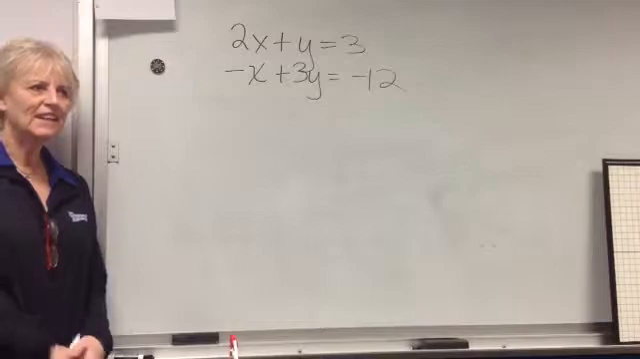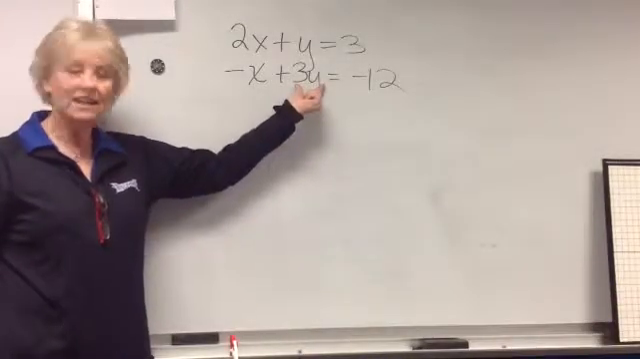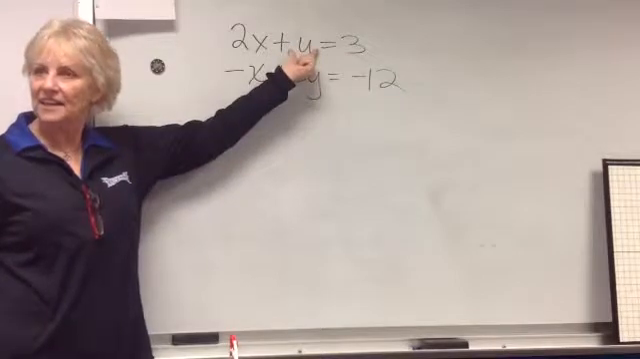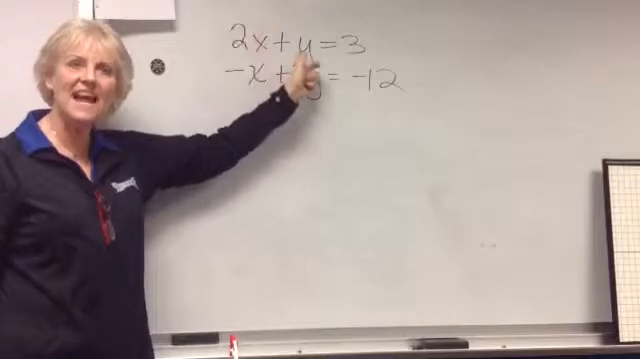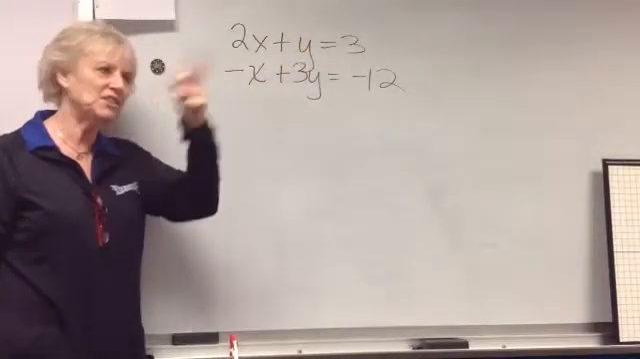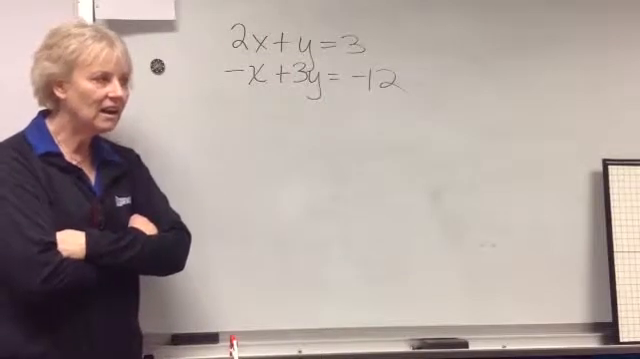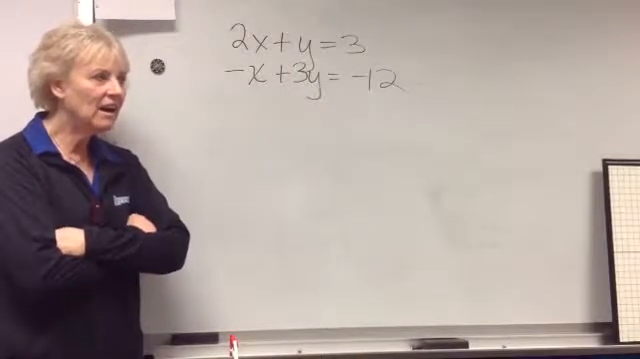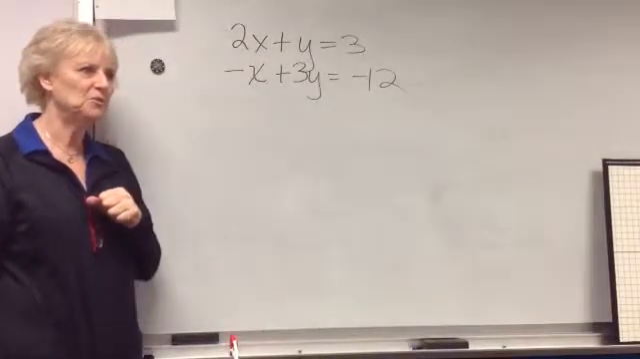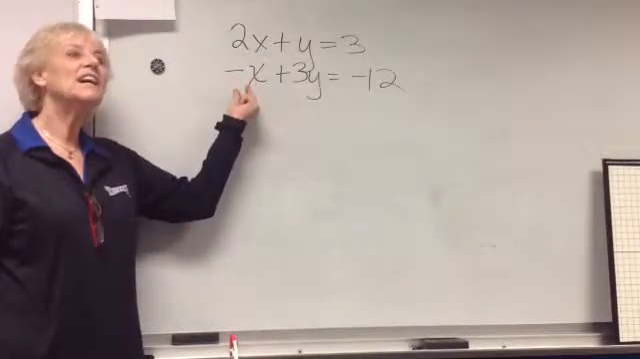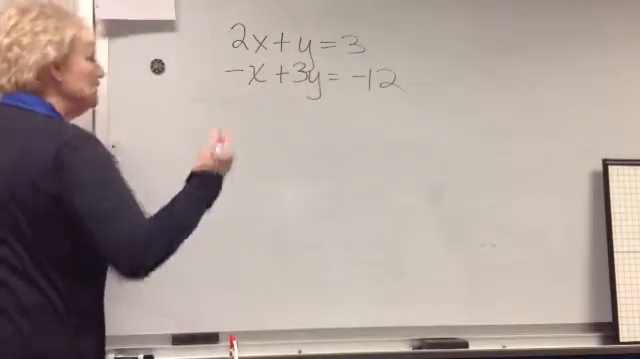Negative 3. Look what she did. There's a positive 3 here. She wants a negative 3 here. You can do that as long as you multiply everything by negative 3. What's another choice? Joel? You can multiply bottom by positive 2. That would make a negative 2x. Okay, let's use Stassi's way since she went first.